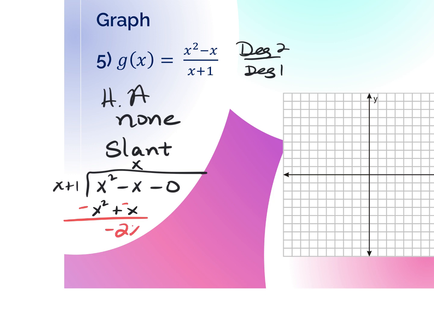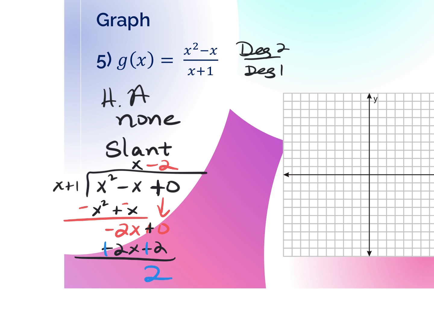I get -2x, bring down the plus 0. What do we multiply x by to make it -2x? -2. This was a positive 0, so I bring it down. Multiply -2x minus 2, flip the signs to opposite. I get a remainder of 2.